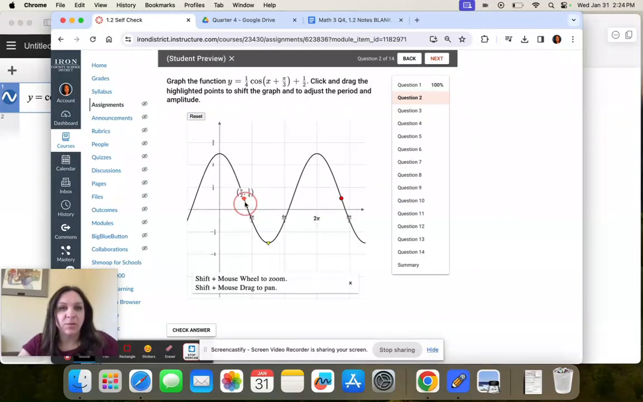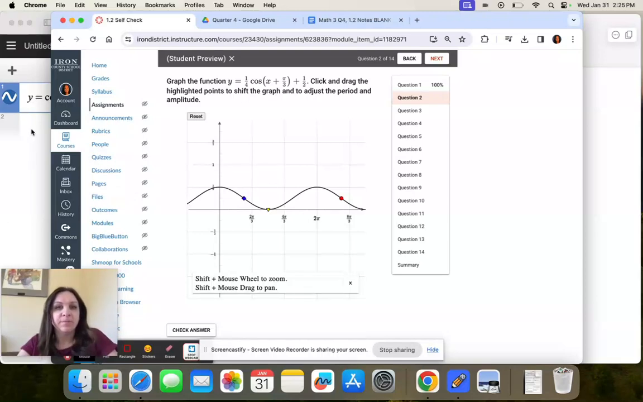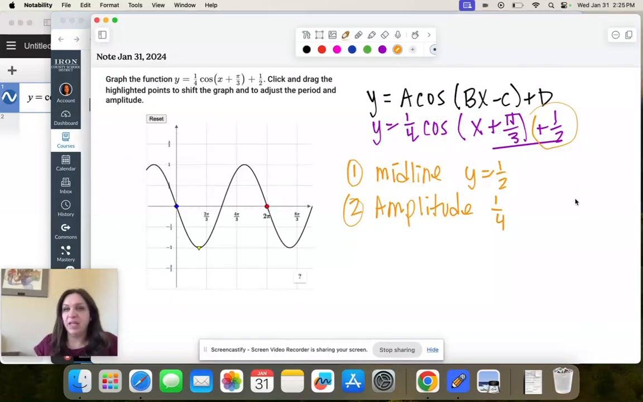And then our midline's at 1/2. And our amplitude, that's the yellow one we're going to move, is 1/4. So we only want our up and down to go up 1/4 and down 1/4. So for 1/2, oops, that should be at 1/2. Up 1/4, down 1/4. So I would be at 3/4 and 1/4 right here. Okay, now we're going to look at our period and then our phase shift.